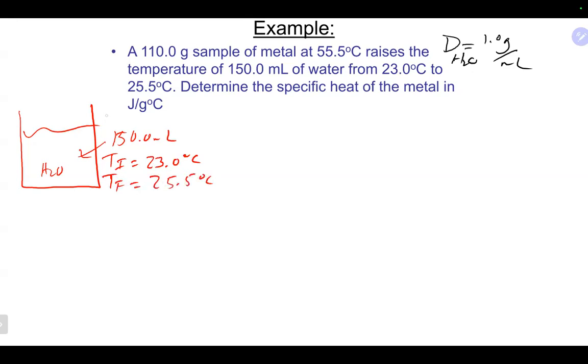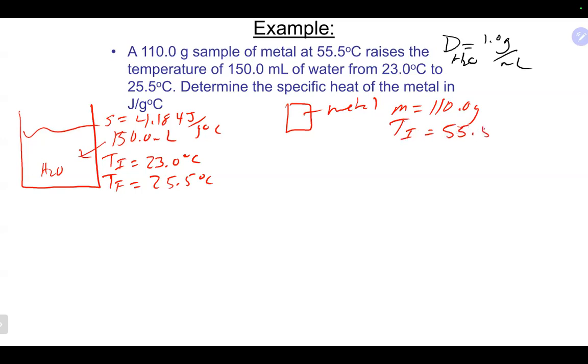And obviously, we always know the specific heat capacity of liquid water, which is 4.184 joules per gram per degree Celsius. We also have, obviously, a piece of metal here that we know some information about. We have the mass of the metal, which is 110 grams. We have the initial temperature of the metal, which is 55.5 degrees Celsius. We also are looking for the specific heat capacity of the metal.